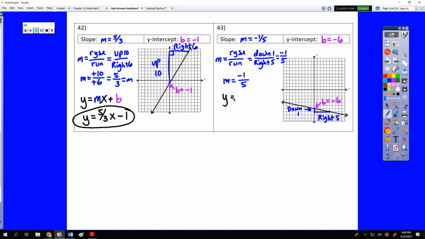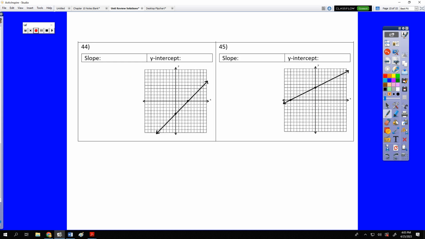So y equals mx plus b. Again, I'm keeping this color-coded. We're going to plug those numbers in. y equals negative 1/5 x minus 6 would be our equation. 2 examples to go, and then we should be completely done with the video explanations for the entire review. Okay, number 44, again, we start with the y-intercept. We are crossing at the point b equals negative 4, 4 units below the origin.